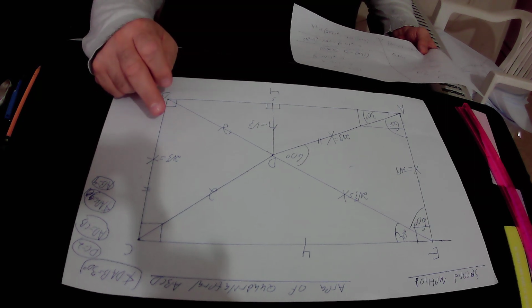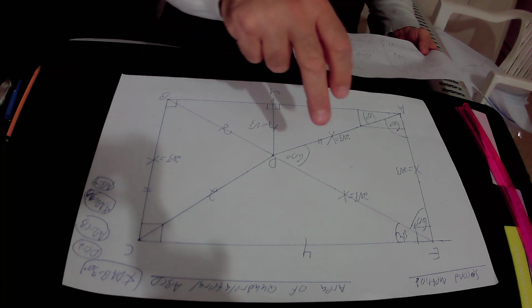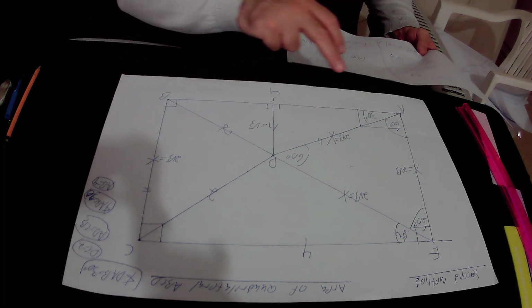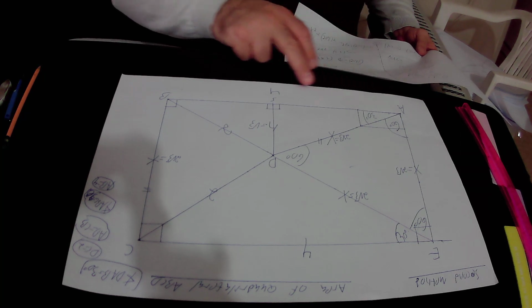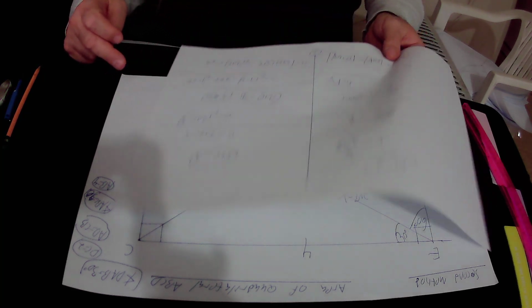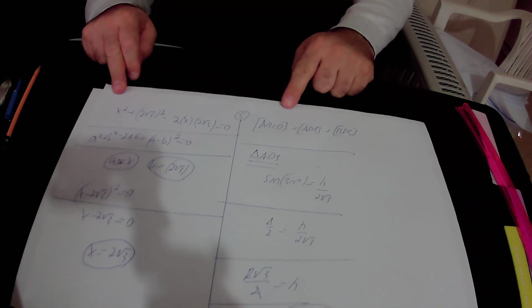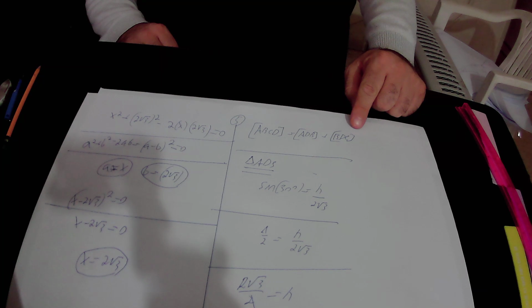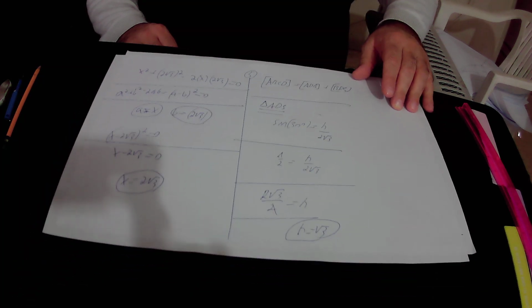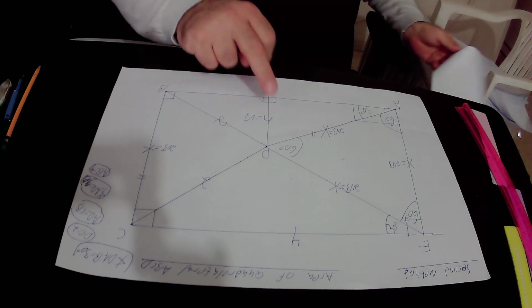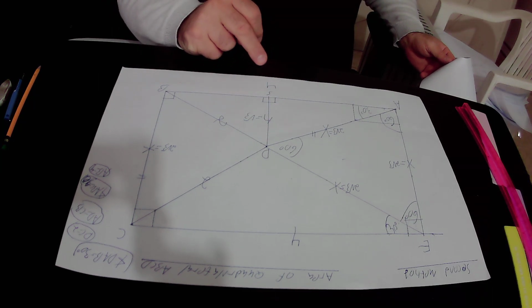Now we can easily find out the area of quadrilateral ABCD. The area of quadrilateral ABCD equals the area of triangle ADB plus the area of triangle DCB, or BDC. In order to find the area of triangle ADB, we calculate the height of triangle ADB.